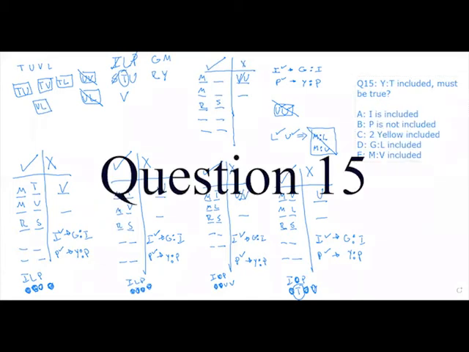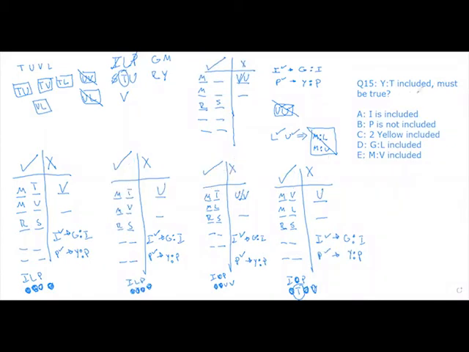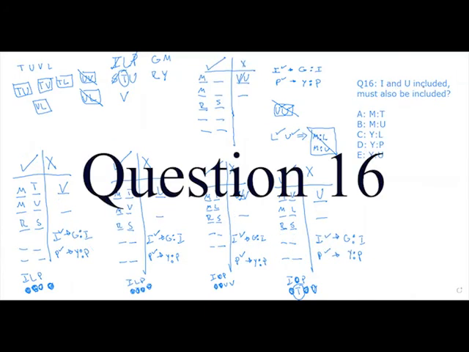Question 15. If we have a yellow T, what must be true? Okay, let's find where we could get a yellow T. Doesn't work here. Doesn't work here. Doesn't work here. Could work here. Okay. I or G, that's up in the air. What has to be included? Mauve V or a mauve L. E.